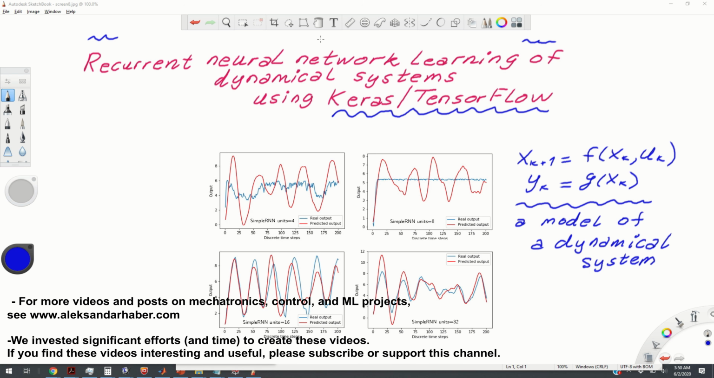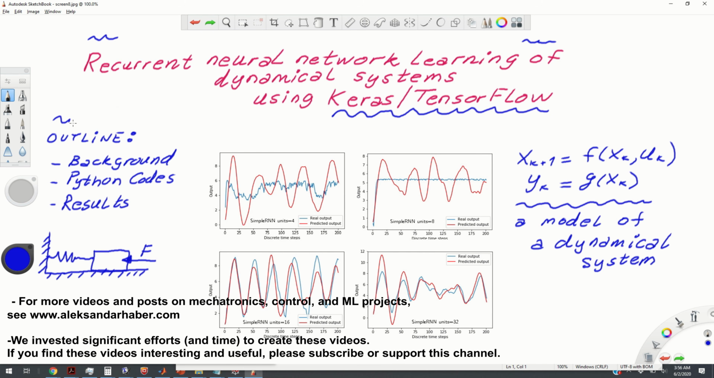Hello! In this video, we will learn how to use recurrent neural networks to estimate, or better to say, to reproduce input-output behavior of dynamical systems. We are going to use Keras and TensorFlow Python machine learning libraries.